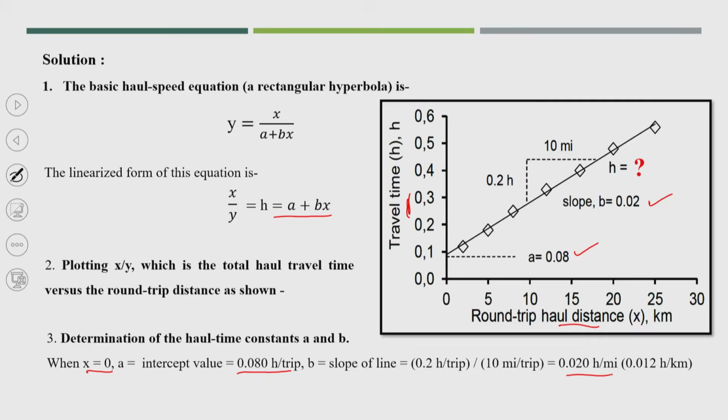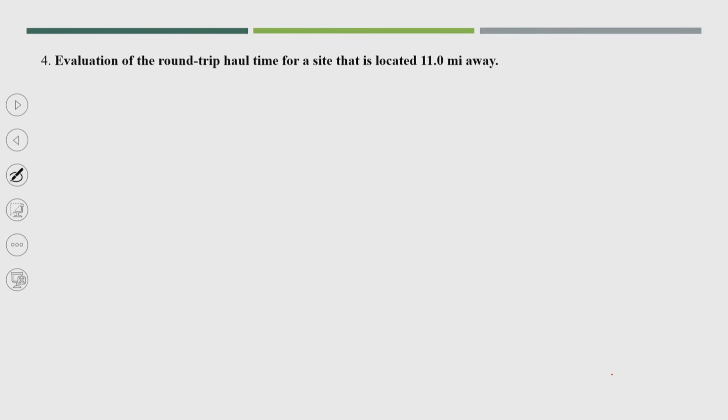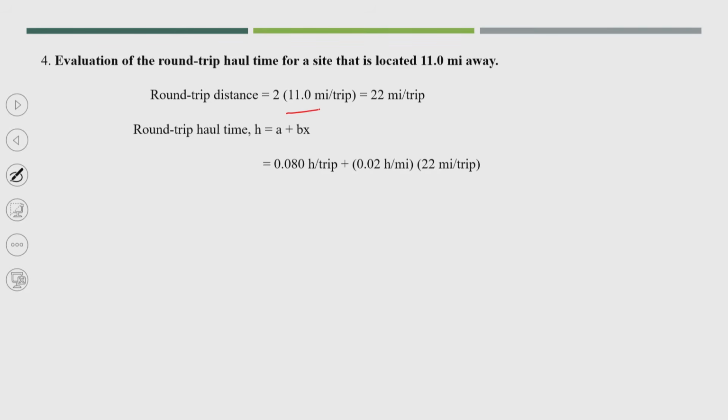Now, we will calculate the h value, the evaluation of the round trip haul time for a site that is located 11 miles away. First we have to calculate the round trip distance, that is the x value, which will be double whatever distance is given for the location. So, 2 into 11, that is 22 miles per trip, the round trip distance. Now, we calculate the round trip haul time h equal to a plus b x; a and b we found, and we multiply by x. That gives the round trip haul time of 0.52 hour per trip.